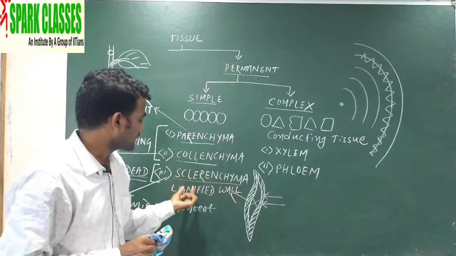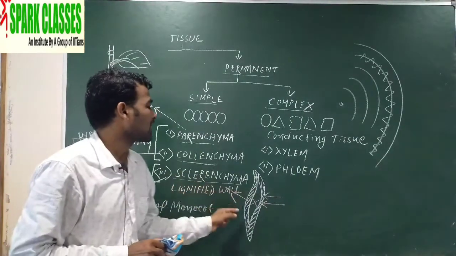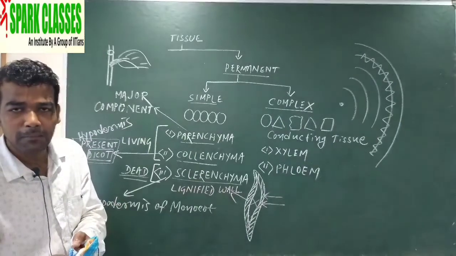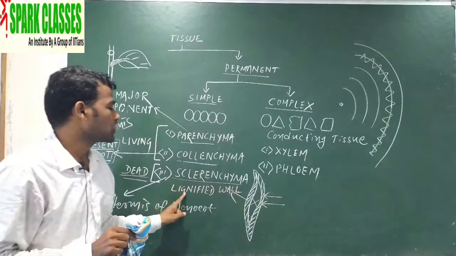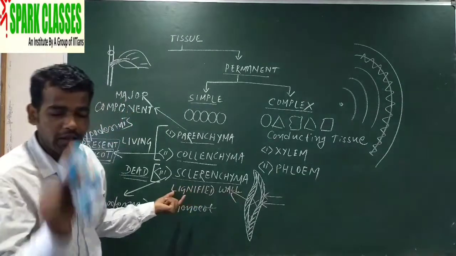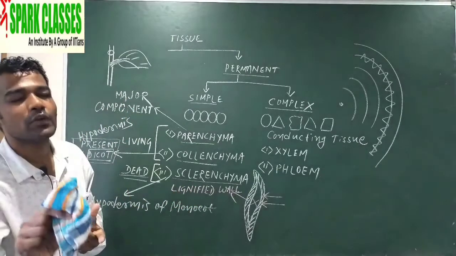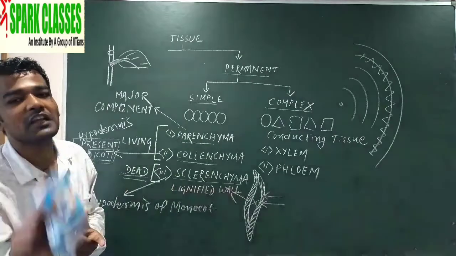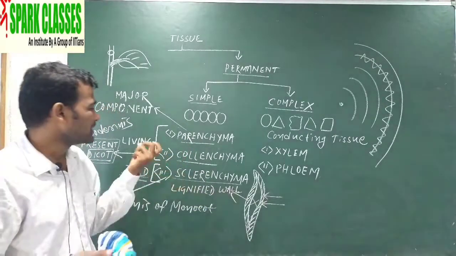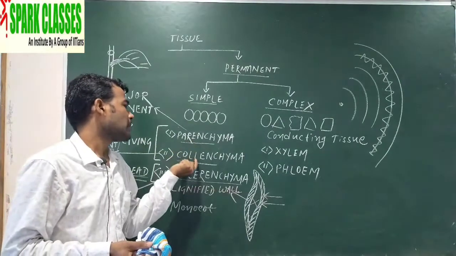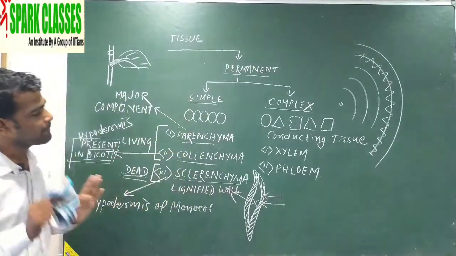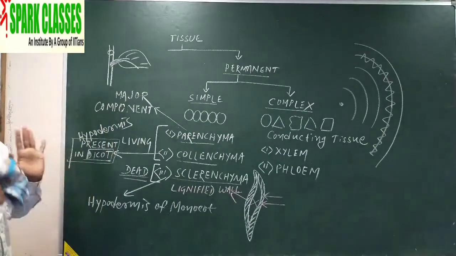The dead cells generally contain this lignified wall. Whatever dead cells you find inside the plant body, mainly they are deposited with lignin or suberin. Mostly you find them lignified. So remember, when a dead cell comes, there is a deposition of lignin, and the others are living. If there is no lignin and only cellulose is present, that is parenchyma and collenchyma, which are living. So we have completed the simple permanent tissue.